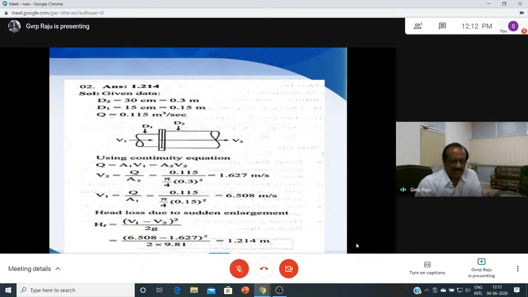So he has given the data. Diameter D2 is 30 centimeters, which is equal to 0.3 meters. D1 is 15 centimeters, 0.15 meter. Find out V1 and V2. Q is equal to A1 V1 is equal to A2 V2. So V2 is equal to Q by A2, Q is 0.115 and A2 is pi by 4 into 0.3 square. You can find out V2 and V1. And head loss due to sudden enlargement is V1 minus V2 whole square by 2g. So V1 is 6.508 and V2 is 1.627. So this is equal to 1.214 meters. Simple equation.